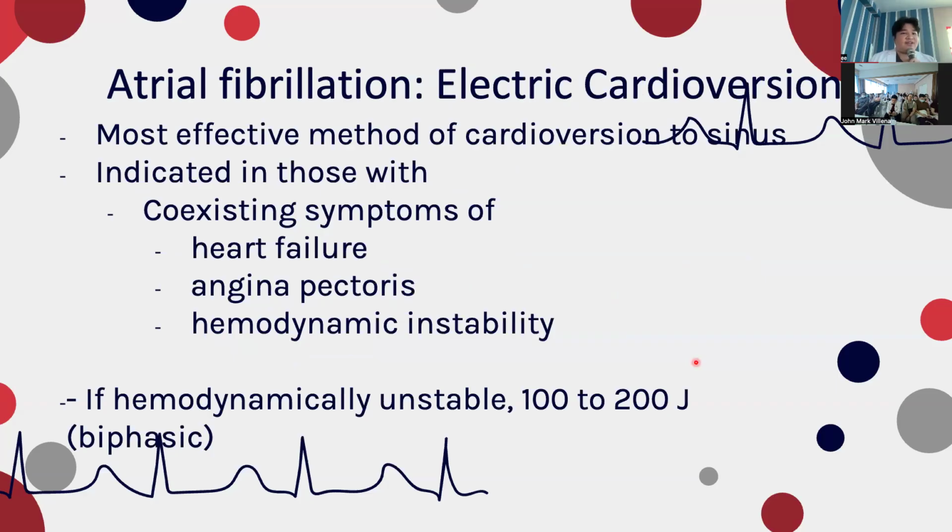The most effective method of cardioversion to sinus rhythm is electrical cardioversion. It is indicated for those with coexisting symptoms of heart failure, angina, and hemodynamic instability. In hemodynamically unstable patients, we can use 100 to 200 joules using a biphasic defibrillator.